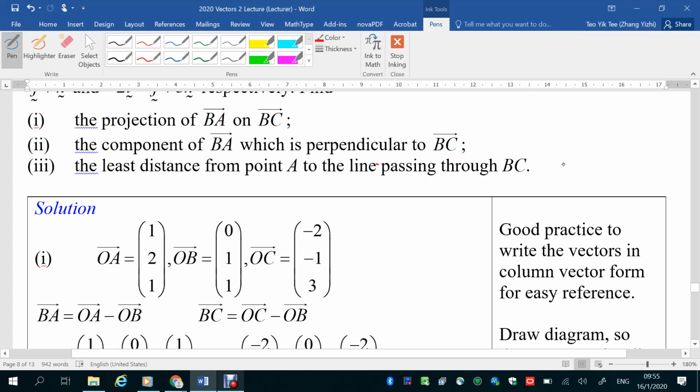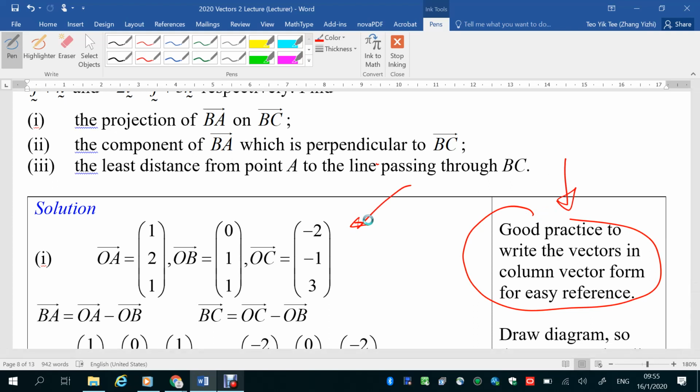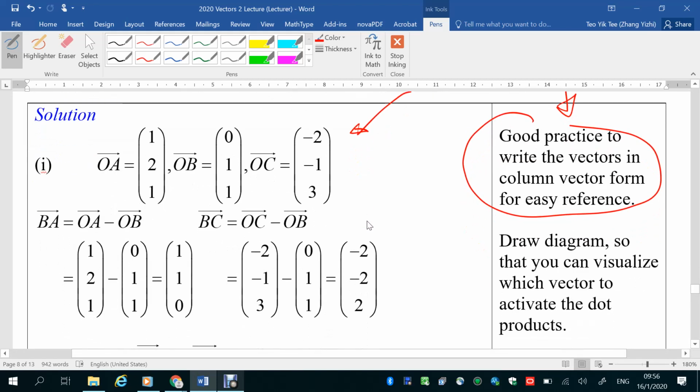Just follow the column on the right. It's a good practice to write down in this way in your exams, rather than look at all the i, j, k, which is very irritating. You look at this, it's easy to see. You won't make many careless mistakes along the way. So understand, I need the projection of BA onto BC. I must find vector BA first, and vector BC. Via vector addition and vector subtraction, you find BA and BC.